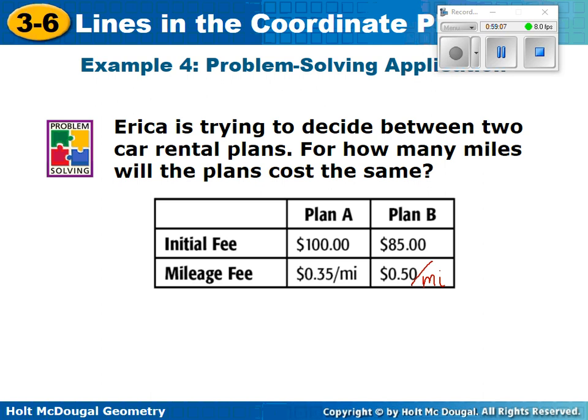The question says, for how many miles will the plans cost the same? So what we need to do is write an equation for each plan. When you look at the 2 things in Plan A, one of them is something per something else. What topic did we talk about today? Slope. Slope is a ratio, which is a rate of change. And this is dollars per mile, so it's a rate of change. They're going to pay 35 cents per mile. So this mileage fee represents our slope.